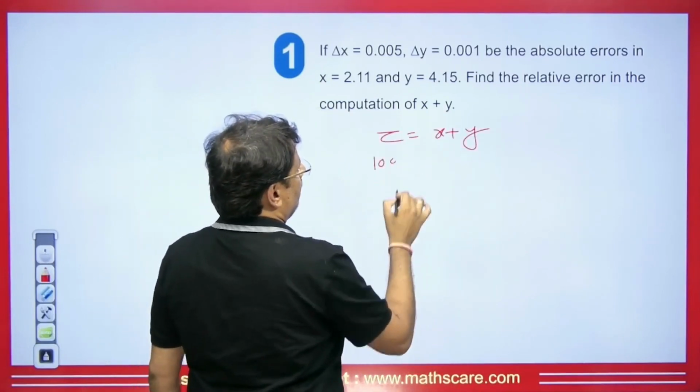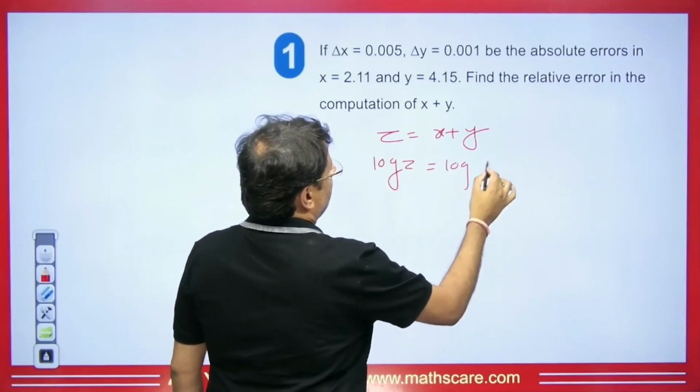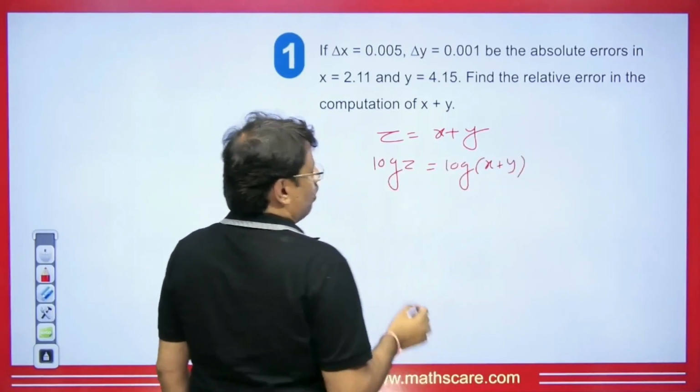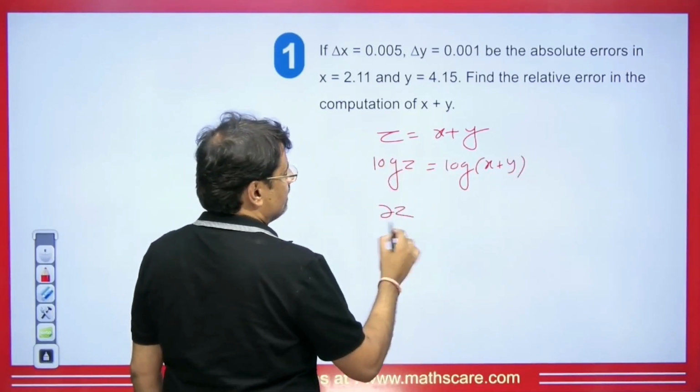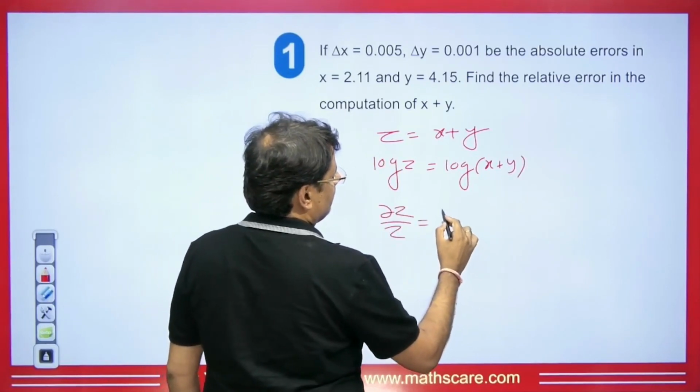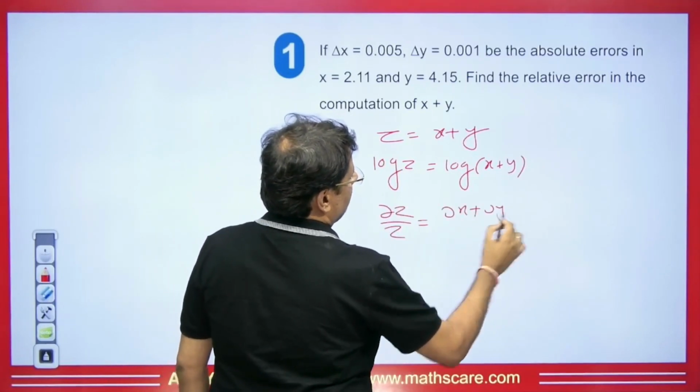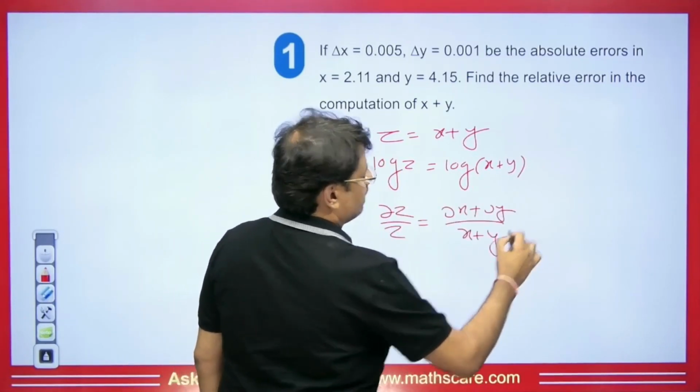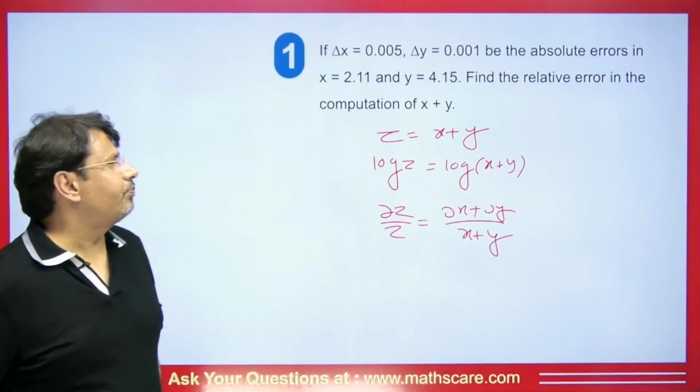Now what will we do with this? We will take log on both sides. Now we differentiate this. It will be del z upon z. When we differentiate this, it will be (del x plus del y) upon (x plus y). We will get this here. So you need to understand this, okay?